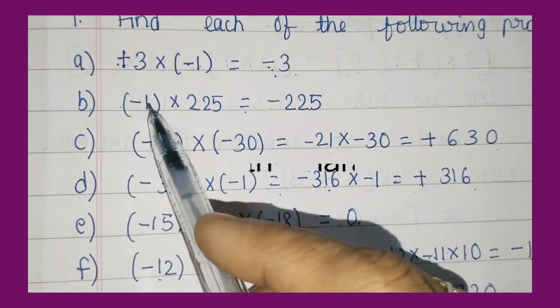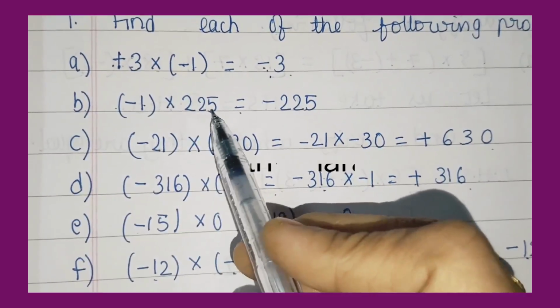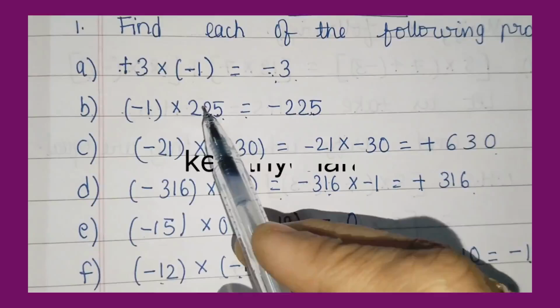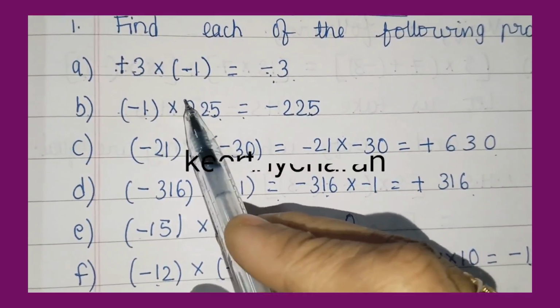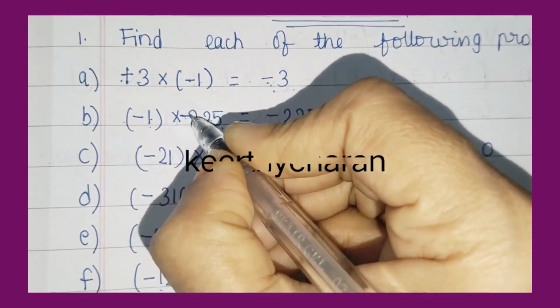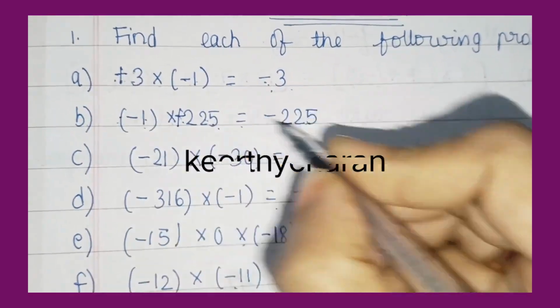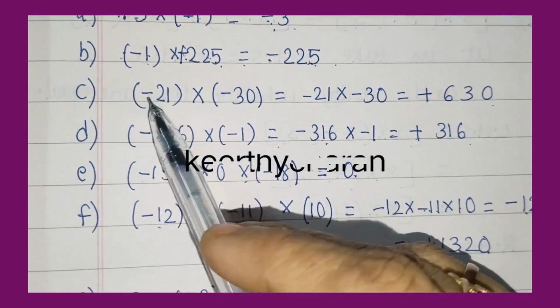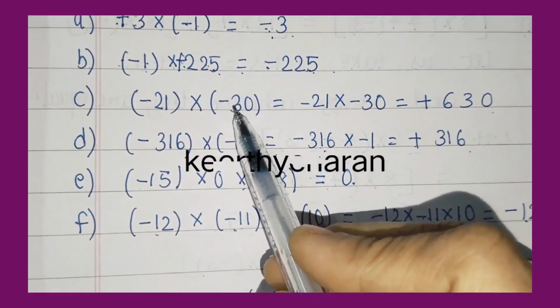So next, B, 1 minus 1 into 225. So 1 into 225 will come. Here minus is there. If there is nothing before a number, we consider it as plus. So minus into plus, minus will come. So the answer is minus 225.